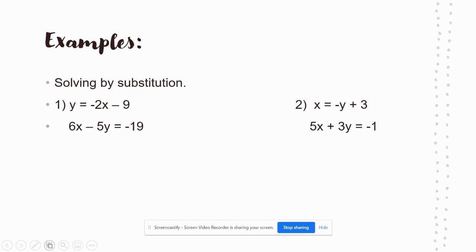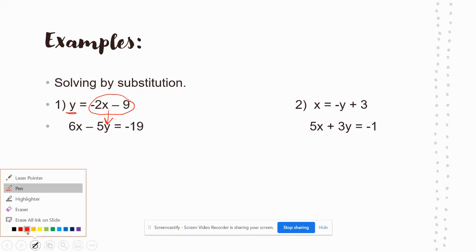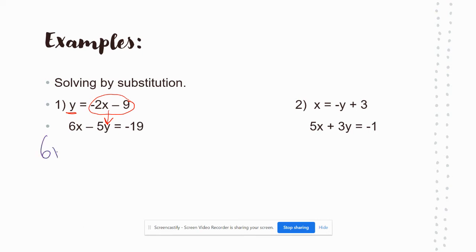All right. So for number one, I'm looking, did we have one of these already solved where x or y is alone? And we do. This very first one is already solved for y. So what that means is we can take this whole part of the equation and put it in place of that y. So we write 6x minus 5, because none of that changes, equals negative 19. In place of the y, I'm putting 2x minus 9.